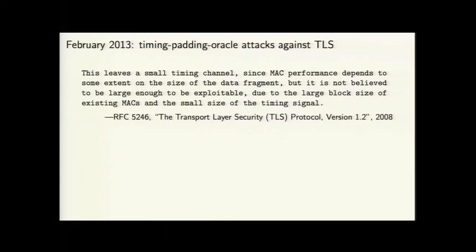Now, of course, we do have some crypto that's actually deployed on the internet, like TLS, HTTPS. That's something which is a pain to set up on the server side, but it's actually reasonably easy on the user side. But is it actually secure? Well, there have been a bunch of problems with it over the years, and there's some interesting news about that this year. So in February, here's a quote from 2008 from the TLS specification, which says, there's a small timing channel that's not believed to be large enough to be exploitable.